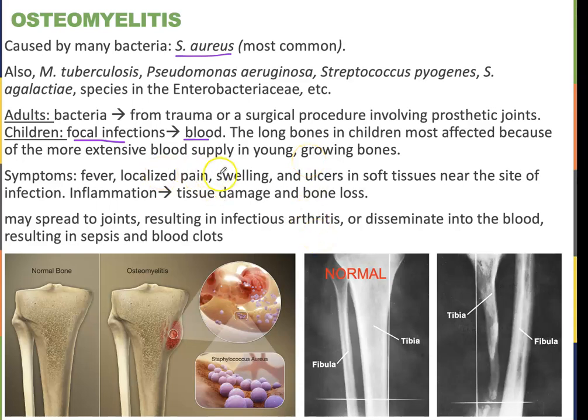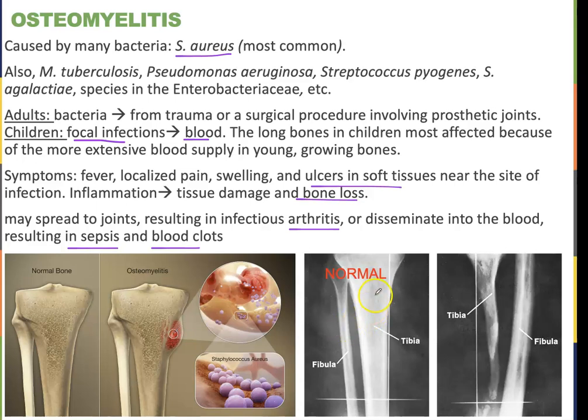Symptoms: fever, pain, swelling, and then you can lose the bone tissue, with ulcers in the soft tissues near the site, and you can lose the bone. It can spread to the joints, of course. You can have some arthritis forming there, or it can just go back into the bloodstream and you can have sepsis or blood clots form. But these are just some nice pictures of osteomyelitis where you see the bacteria colonizing inside the bone. It's within the bone tissue.